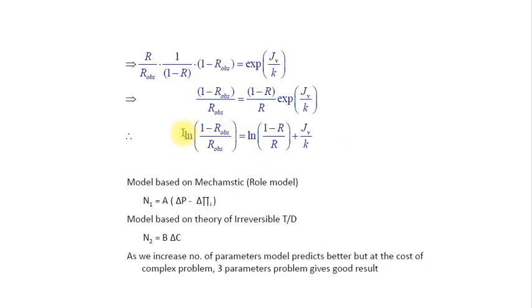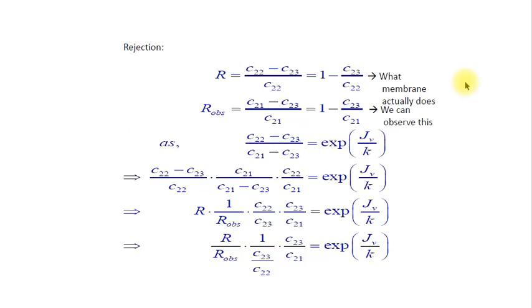In this equation you are relating the rejection to the concentration polarization. R observed means the observed rejection of salt, which is defined by this formula. Rejection is C22 minus C23 by C22. Here C22 is the concentration of salt at the surface of the membrane on the feed side, and C23 is the concentration of salt at the surface of the membrane on the permeate side, so both sides of the membrane. C22 minus C23 means how much the salt concentration changes from the feed side to the permeate side, divided by C22, and that becomes the rejection.